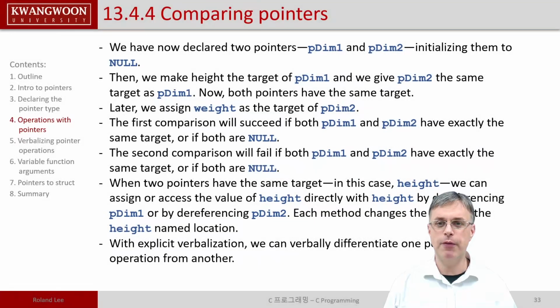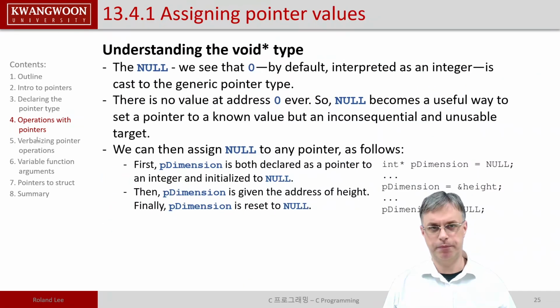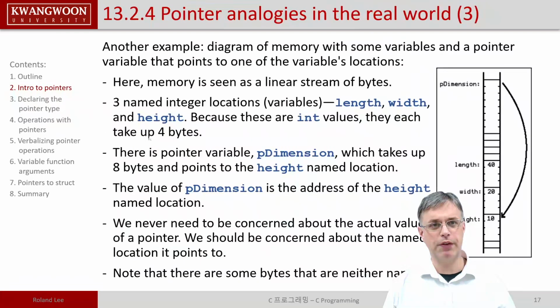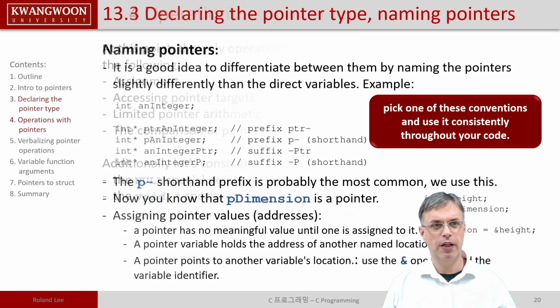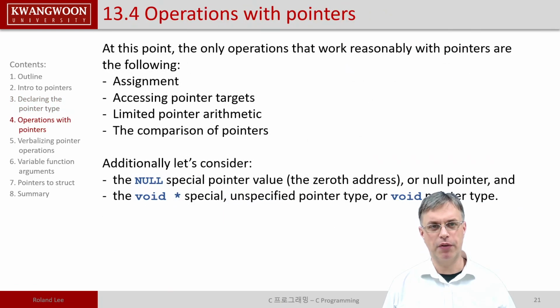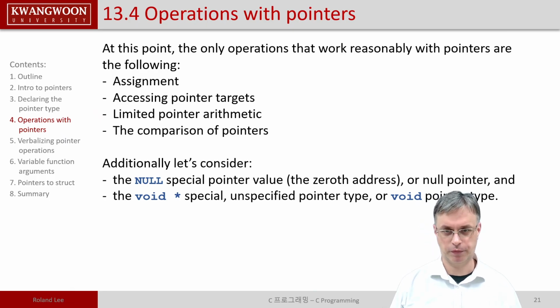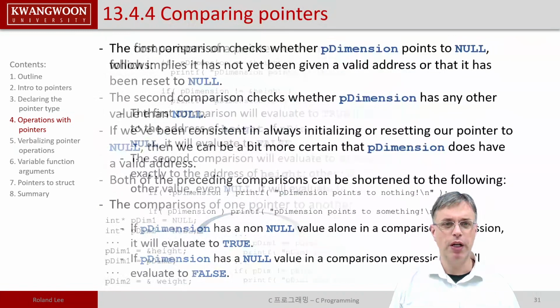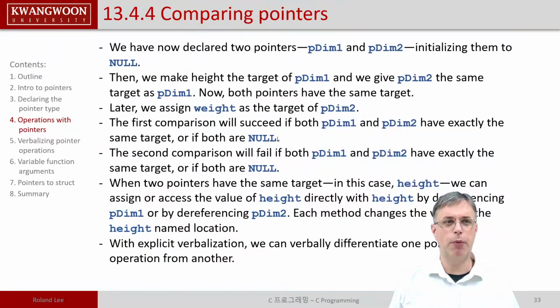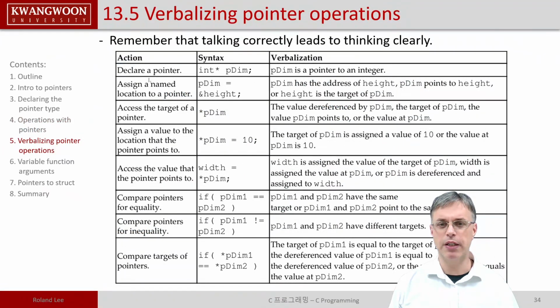Right, so the last time we stopped here and wanted to continue with the explicit verbalization. We finished basically the introduction to pointers, so also some analogies to pointers, how we handle pointers, and operations on pointers: assignment, accessing pointers, limited pointer arithmetic, and comparison of pointers. So the next topic, as I mentioned before, is verbalizing pointer operations. So let's start.